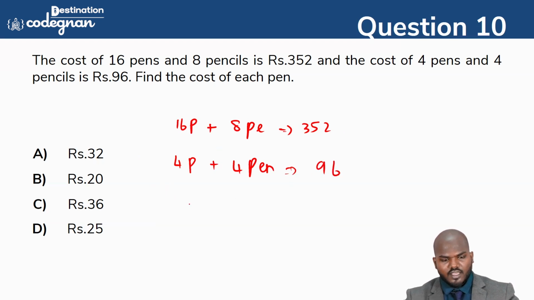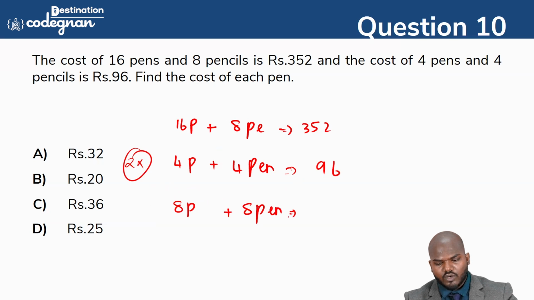Once I write it up, guys, I just need to cancel, because I need the pen. So I can cancel the value of pencil by directly multiplying by 2 over here. If you multiply by 2, it will give you 8 pens and 8 pencils, is equal to 96 times 2. We can call the value 192.